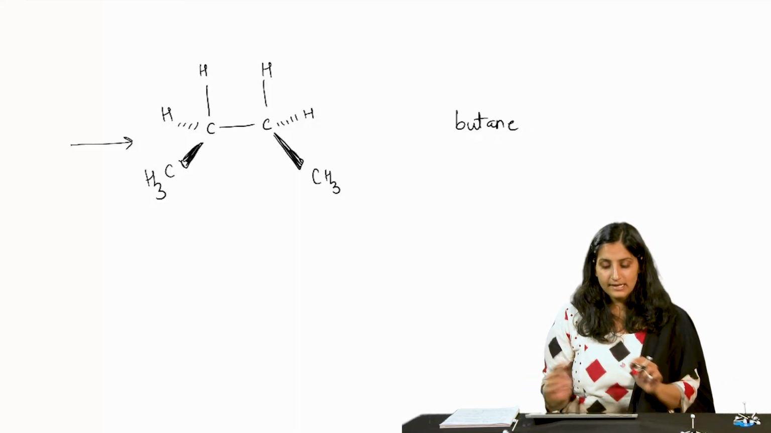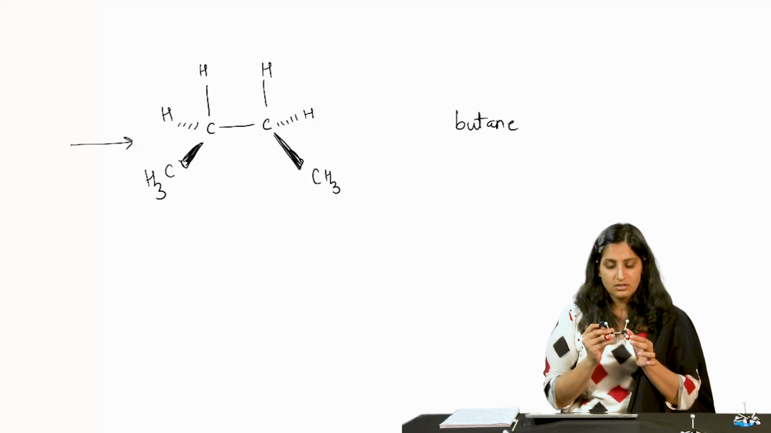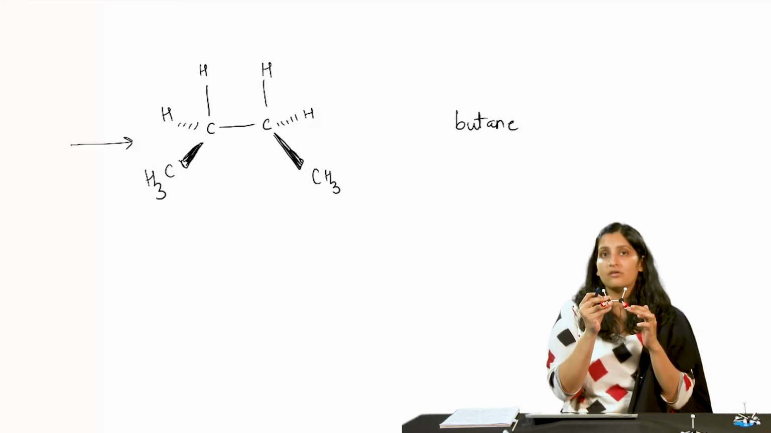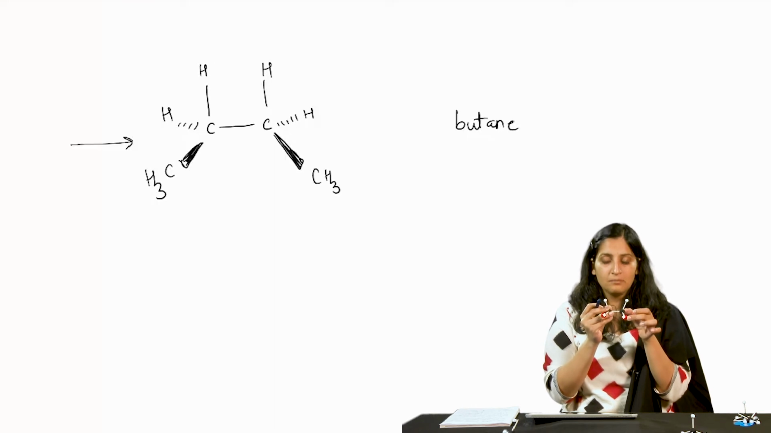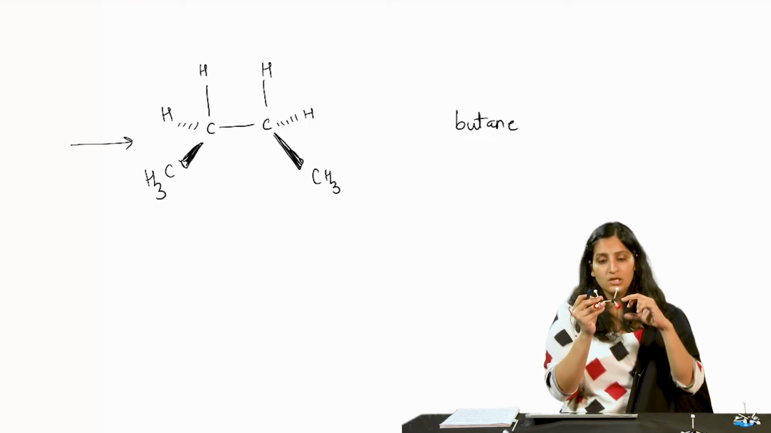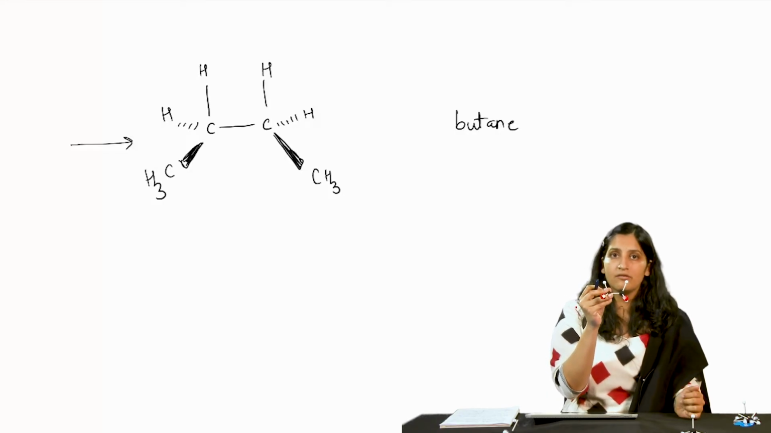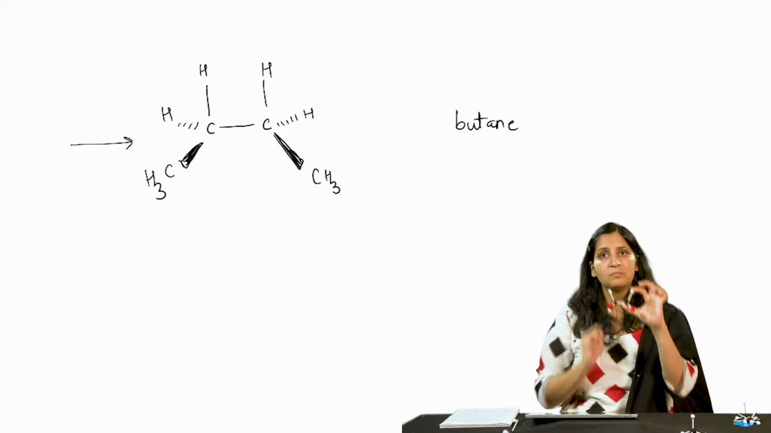In order to understand this, what you can imagine is that the wedges are such that the bonds are coming towards you and the dashes are such that the bonds are going away from you. So, in your case, the two bonds between the carbon and the methyl groups are coming towards you, and the dashed version of the bonds are the bonds that are going away from you, whereas these four bonds are in the plane of the paper.